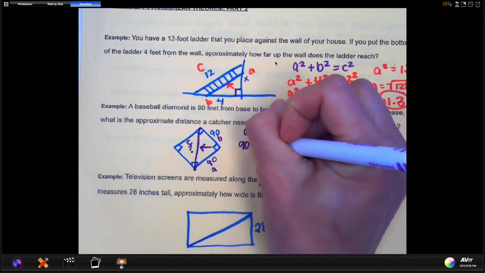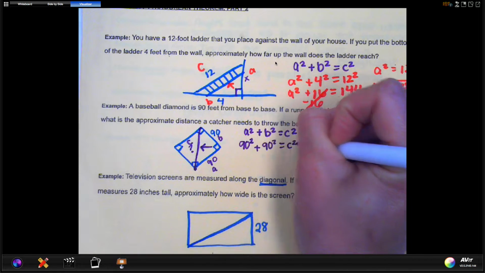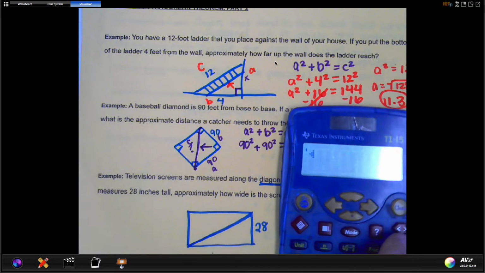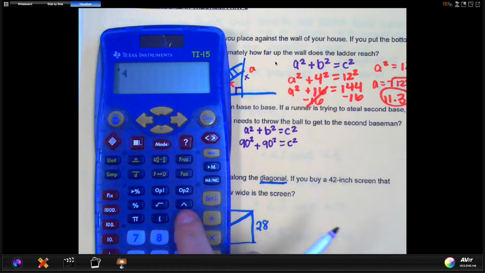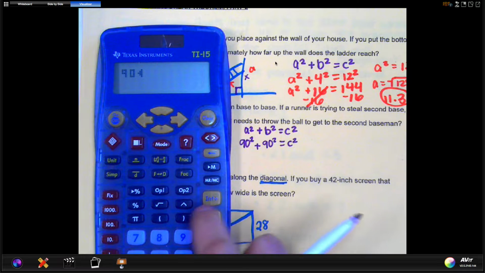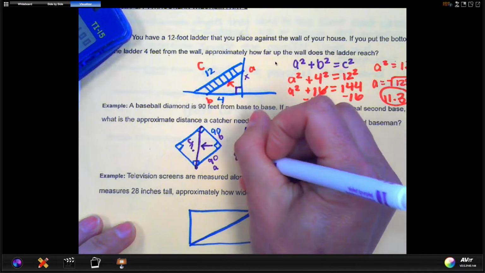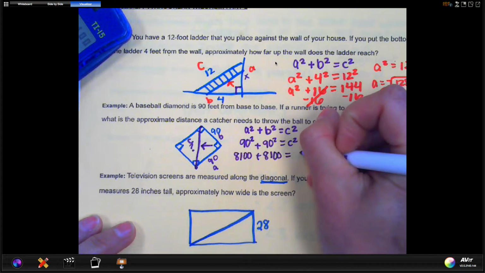So A squared is 90 squared. B squared is also 90 squared, and C squared is what we're trying to figure out. So 90 squared, and maybe I should show you it in the calculator in case you were wondering. You can either do 90 times 90, or most calculators have this caret key on it, so you can do 90 caret 2. That's the other way you could do that. So that's 8,100. So 8,100 plus 8,100 equals C squared.